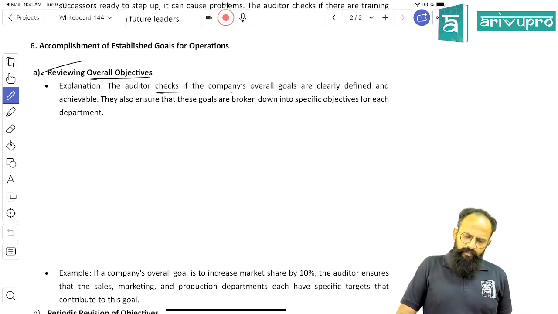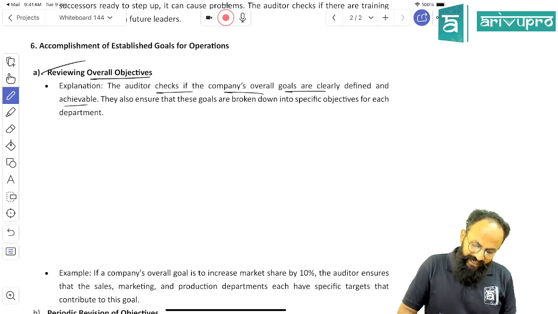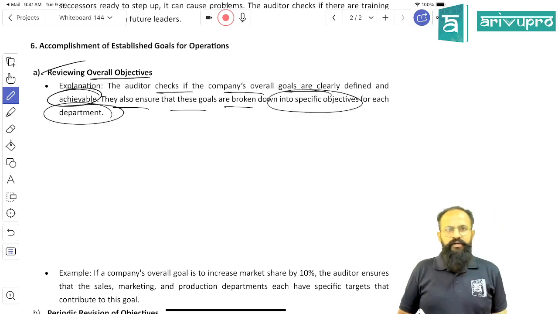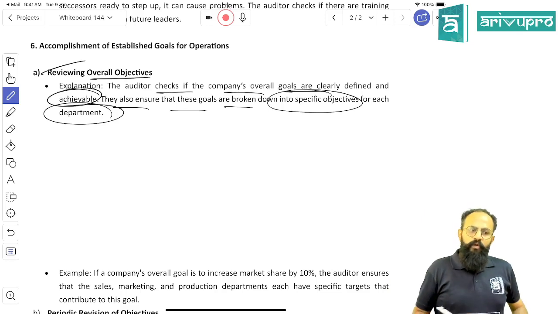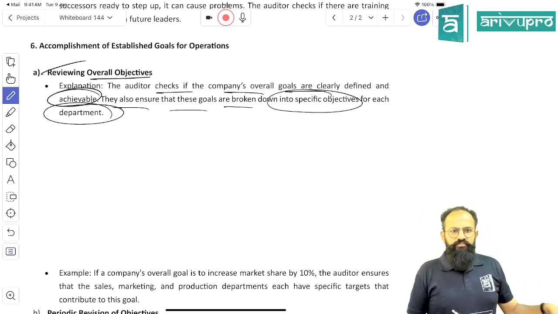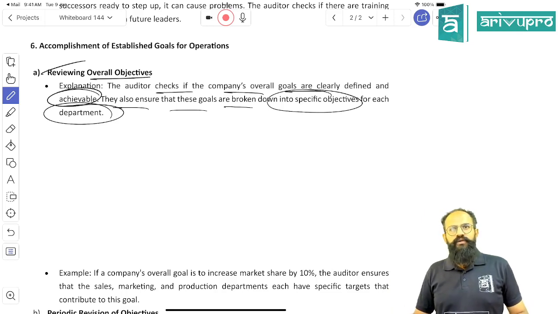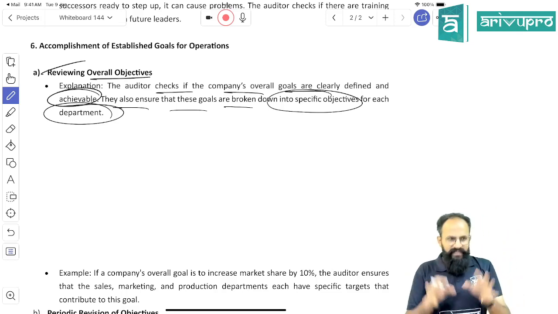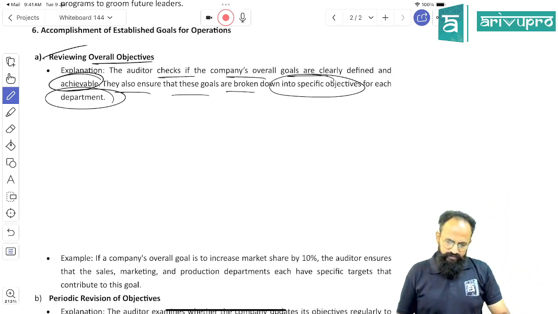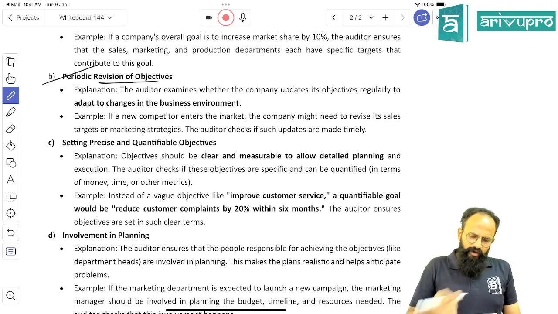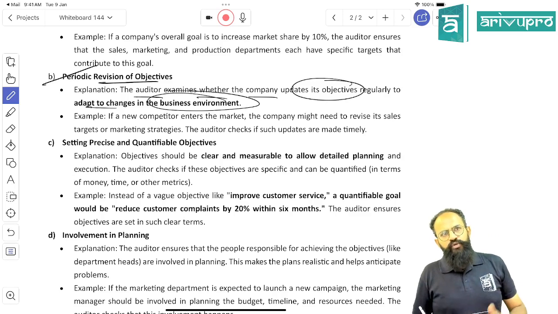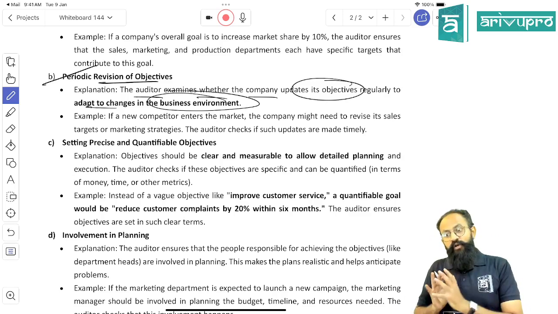The auditor checks if the company's overall goals are clearly defined and achievable. They also ensure that these goals are broken down into specific objectives for each department. So if your goal is to achieve 1 crore bikes, what should the sales department do? What should the supply chain do? What should the marketing department do? What should the finance department do? They have to arrange finances for you. So you have to break it down and give it to achieve this objective. Next one, periodic revision of objectives. The auditor examines whether the company updates its objectives regularly to adapt to changes in the business environment. Meaning, we are thinking of entering a new market. Are my objectives updated? Are we going towards that?